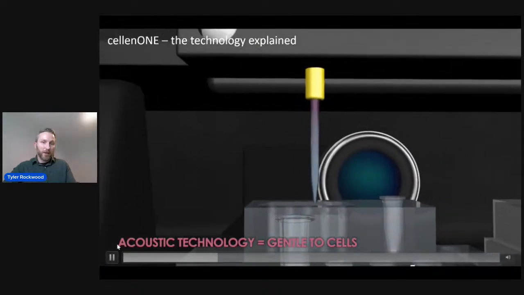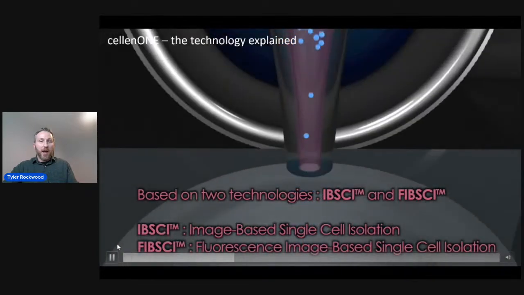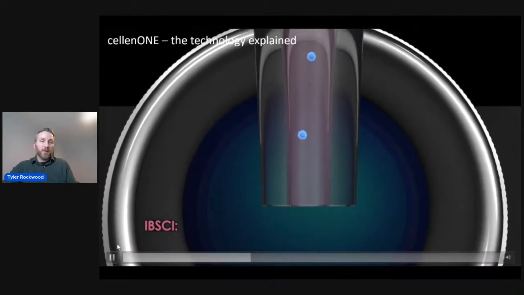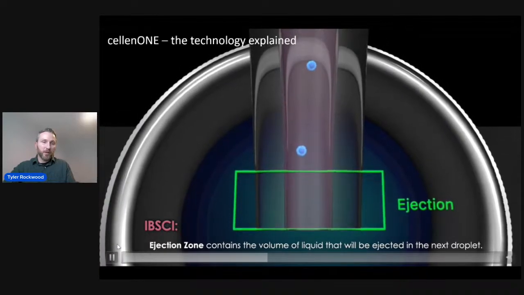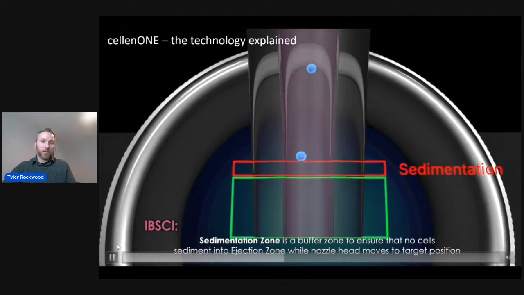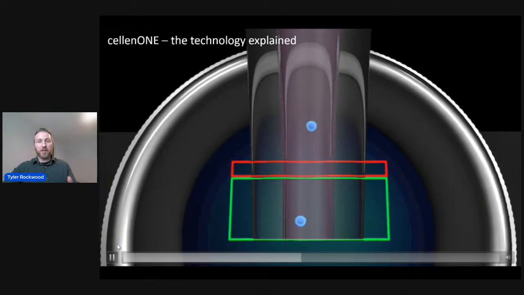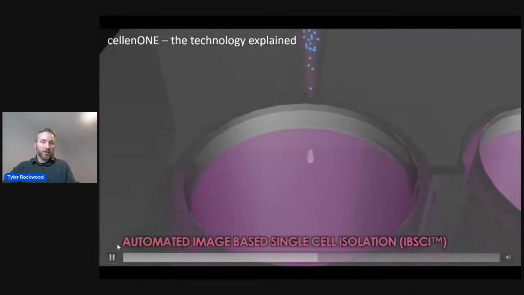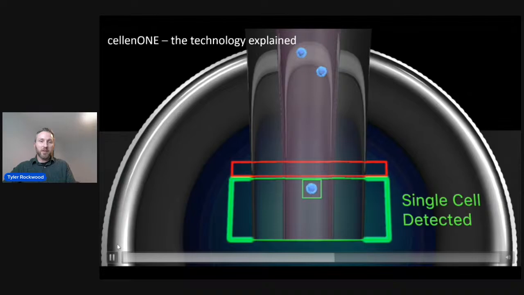The cells are aspirated into a glass capillary, and then once they are in there, we can image them as we go drop by drop and actually do isolation based on the image of each individual cell. An ejection zone is established where we know that the very next droplet will dispense anything that's within that zone. And then there is a sedimentation zone, which is a safety factor to ensure nothing sediments down into that ejection zone. Now, once a cell is detected and it is just a single cell in there, the glass capillary is moved over a target well, and that cell is dispensed and returns to look for the next cell.